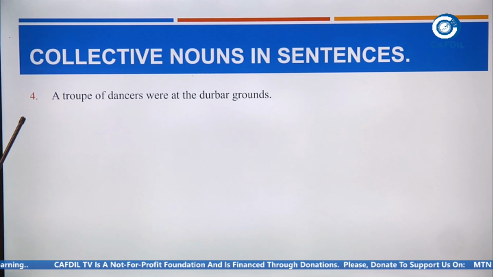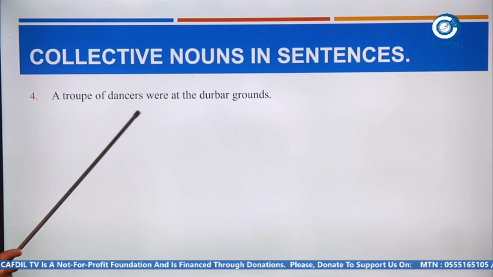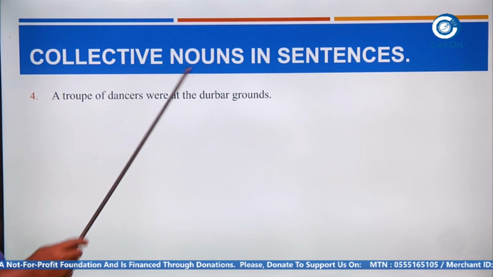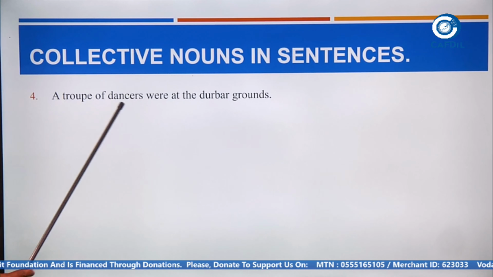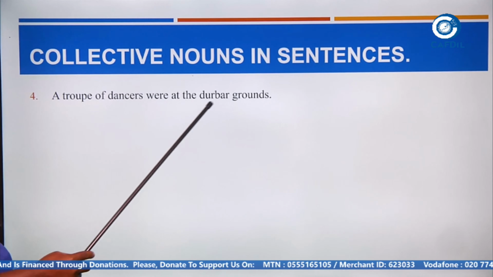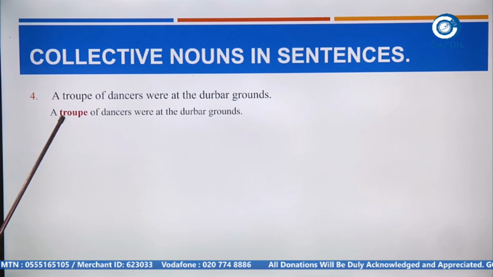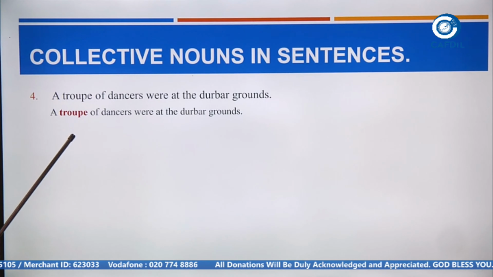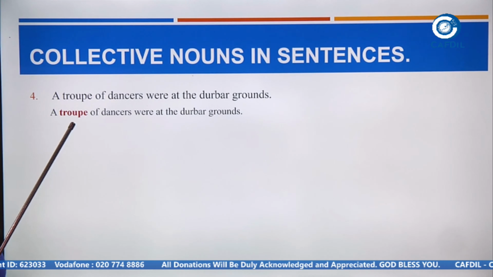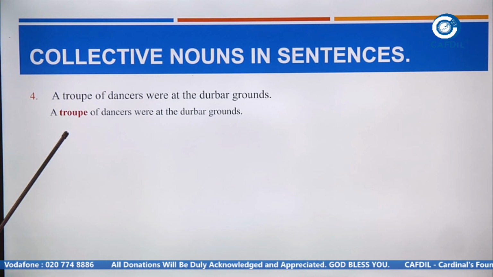Example 4. A troop of dancers were at the Deba grounds. What will be the answer? Troop. The answer is troop.